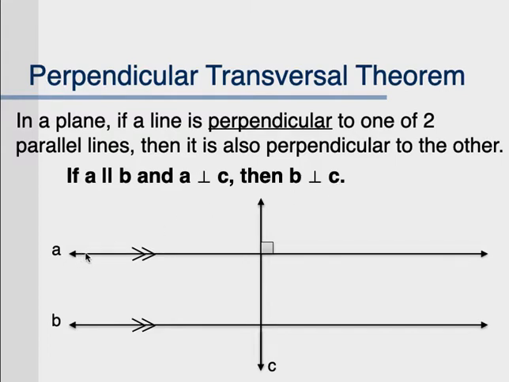Picture it like this. If A and B are parallel lines here and C is perpendicular to A, it makes sense that B would also have to be perpendicular. So that's your conclusion. After you fill in that box on your postulate paper, now go to your 3-4 notes.